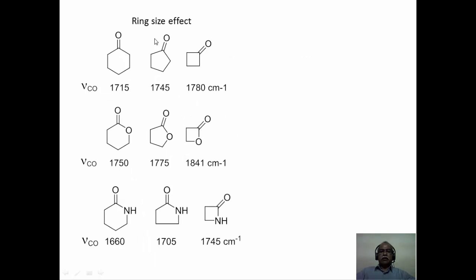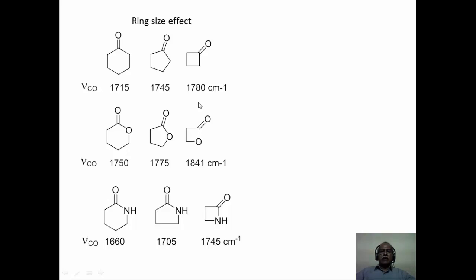The ring size effect is what is shown here. A saturated 6-membered ring is unstrained with a normal base value of 1715 for the ketone. When it goes to a 5-membered ring, there is about 30 inverse centimeter increase in the frequency, and when it goes to a 4-membered ring, it's about 35 inverse centimeter. So the 4-membered and 3-membered carbonyl groups have the highest carbonyl stretching frequency among the series of 6-membered, 5-membered and 4-membered.